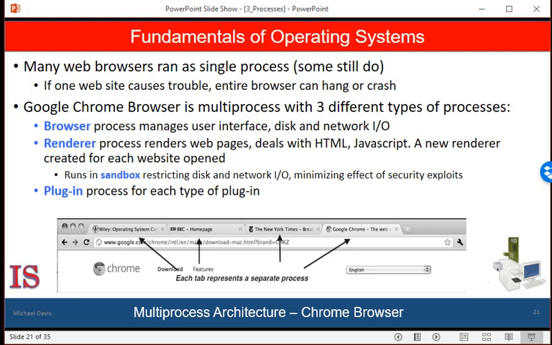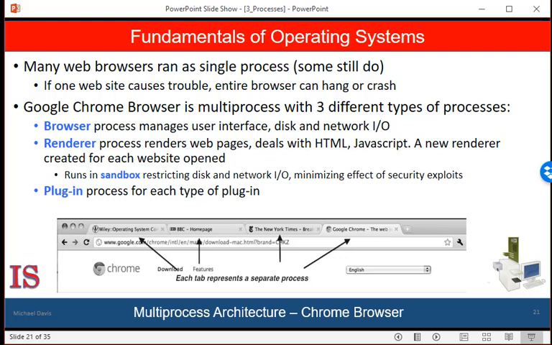Renderer processes contain logic for rendering web pages. Therefore, they contain the logic for handling HTML, JavaScript, images, and so on. As a general rule, a new renderer process is created for each website opened in a new tab, and so several renderer processes may be active at the same time. A plugin process is created for each type of plugin in use, such as Flash or QuickTime. Plugin processes contain the code for the plugin as well as additional code that enables the plugin to communicate with associated renderer processes and the browser process.